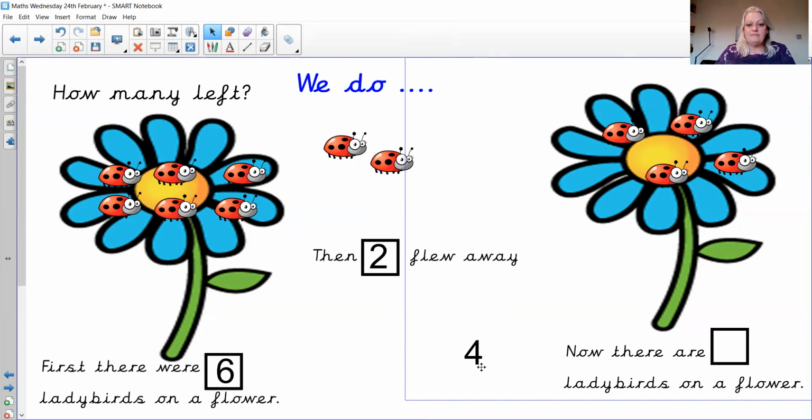4 ladybirds. Doesn't want to move. So my story reads like this. First, there were 6 ladybirds on a flower. Then 2 flew away. Now there are 4 ladybirds on a flower.